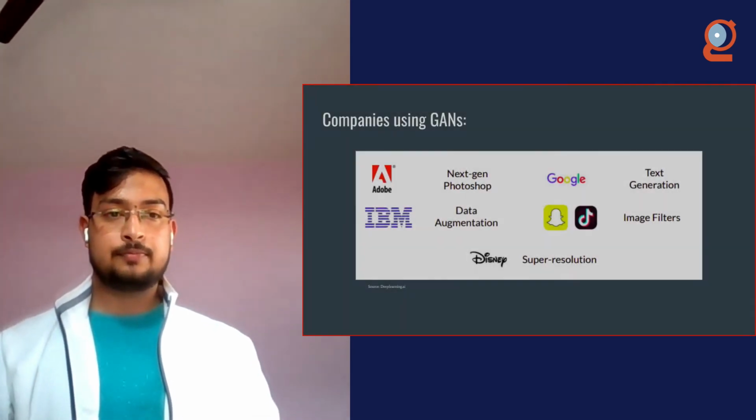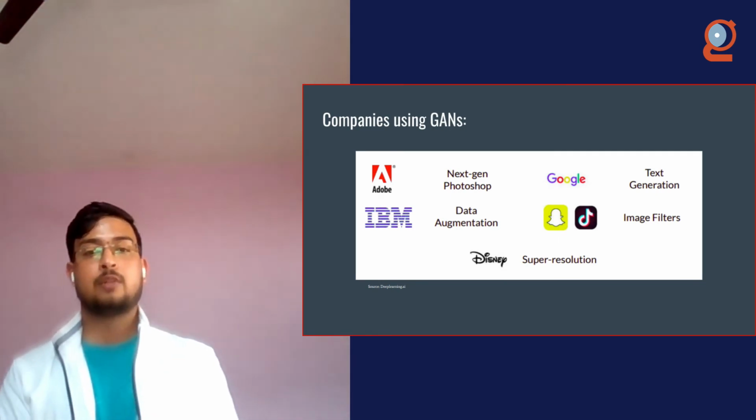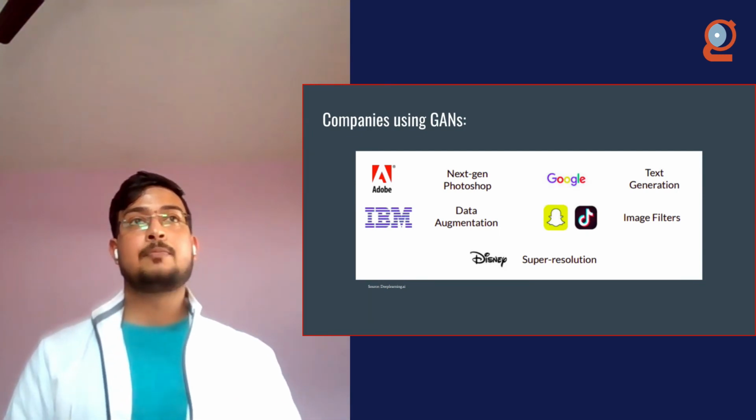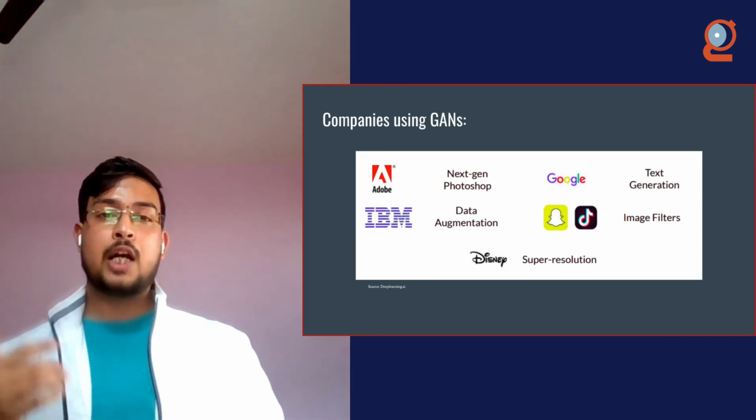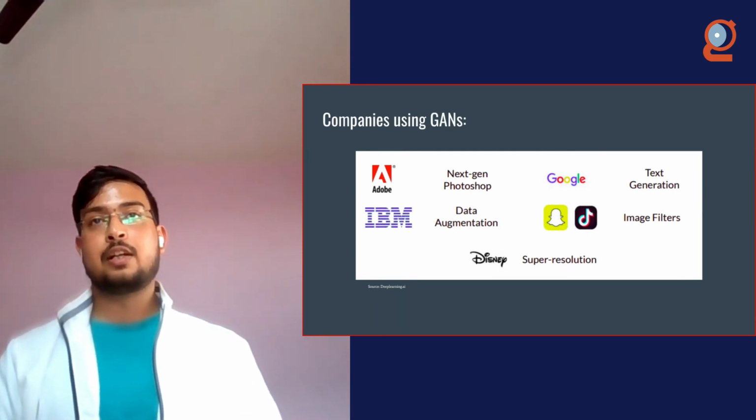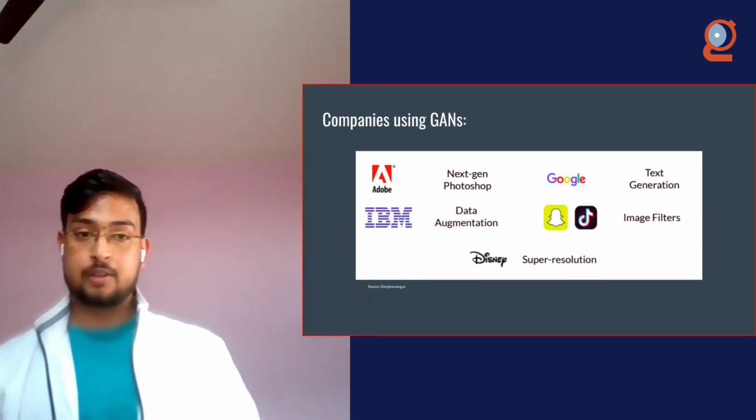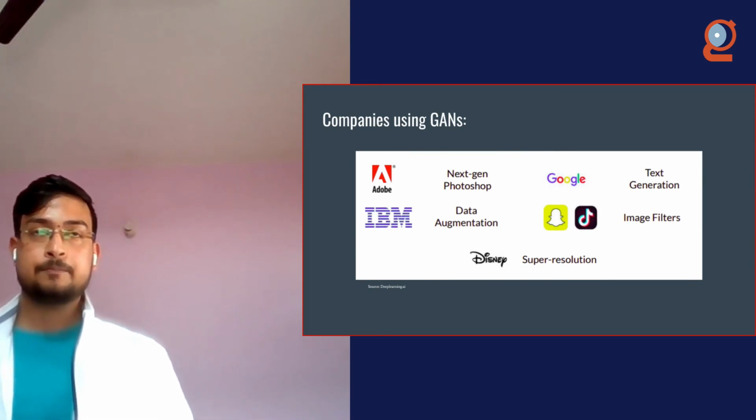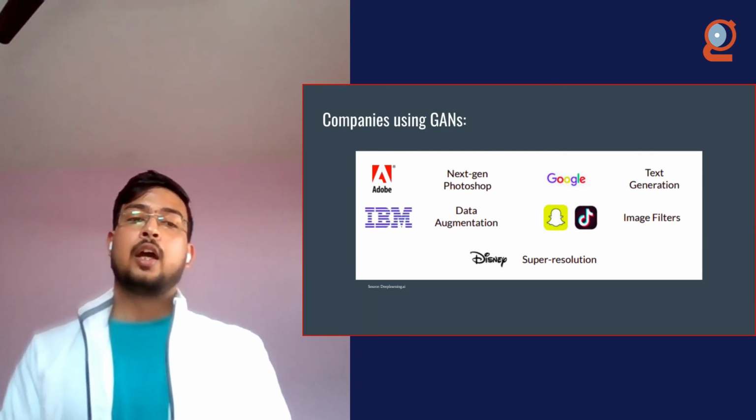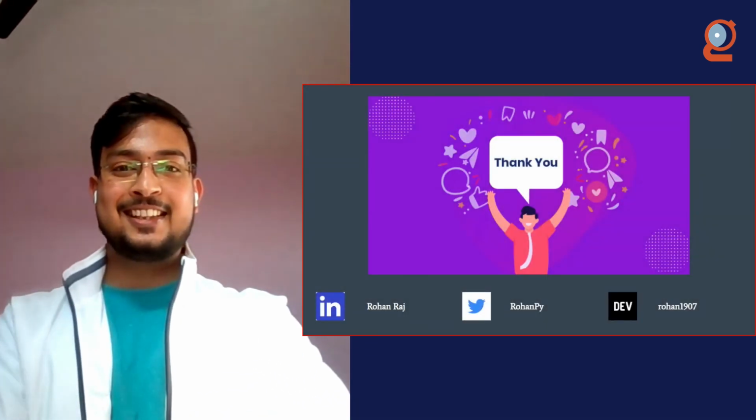Then moving forward, companies using GANs. Adobe is using this for next generation Photoshop, and Google is using it for text generation and filters. As I mentioned, GANs are being used in almost every application we use, like in Snapchat. We must have seen the filters. If you click a picture or you have objects, GANs are the most suitable models which can do this. Generating random text can also be done with GANs. And yeah, that's almost all about GANs. Thank you.